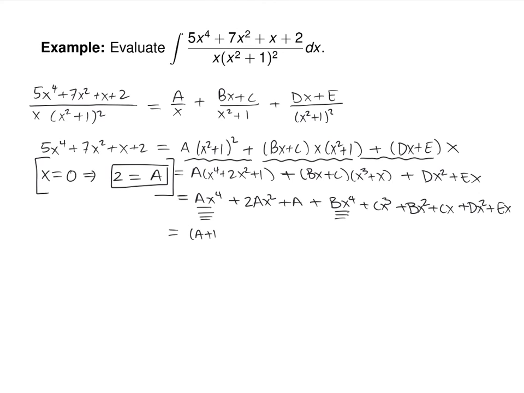So a plus b, x to the 4th. How many cubes do we have? Just 1. Cx cubed. How many squareds? 2a plus b plus d. So that's this guy, this guy, this guy. How many linear terms? 2c plus e, right? How many constants? Just a.